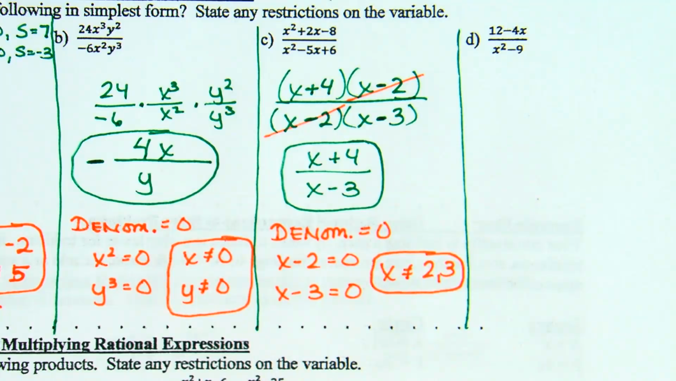Thoughts on D? Does the numerator look a little different? Got a thought, Allie? We change, like, flip the x squared minus 9 to match up?